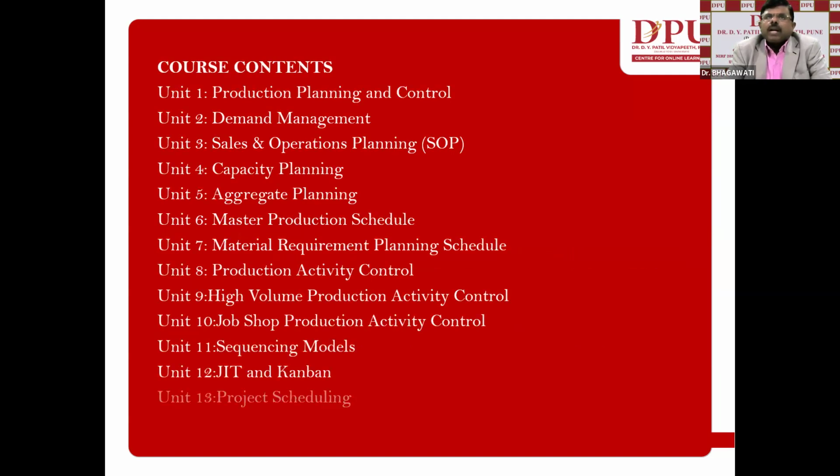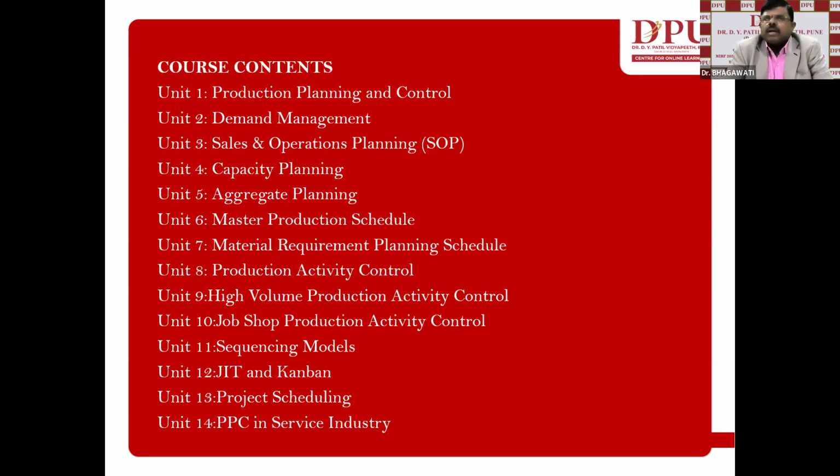The first unit is production planning and control. Second deals with demand management. Third is regarding sales and operation planning. Fourth unit deals with planning of capacity, aggregate planning. Sixth deals with MPS, that is master production scheduling. Seventh is regarding MRP, that is material requirement planning and scheduling.